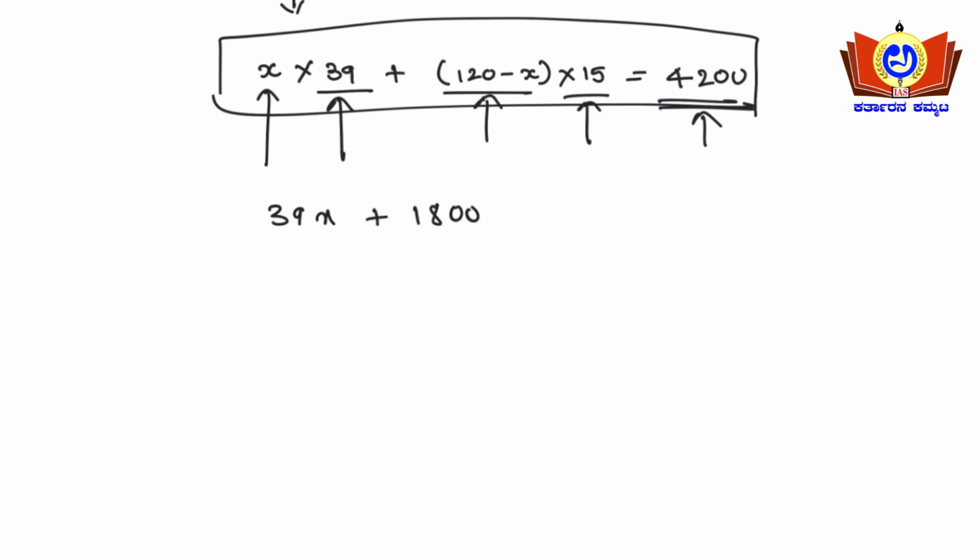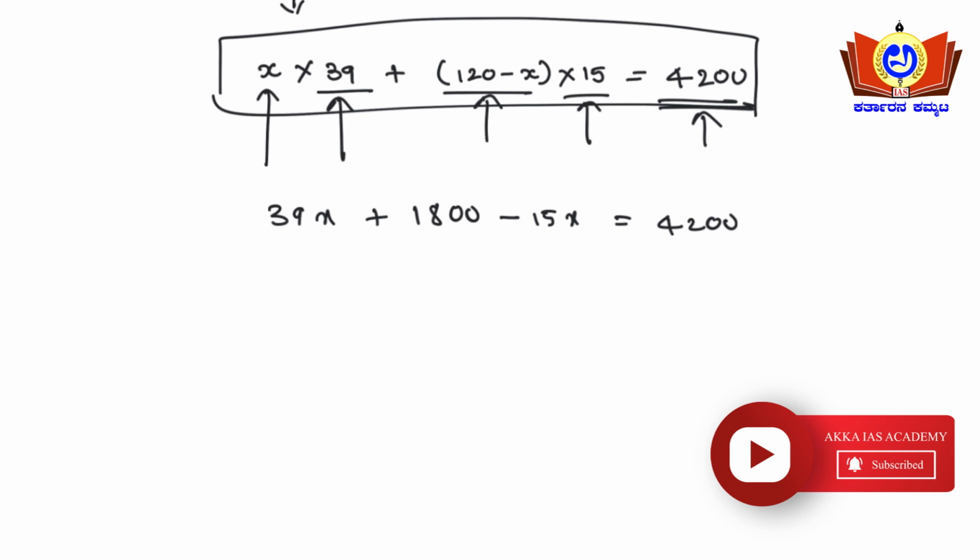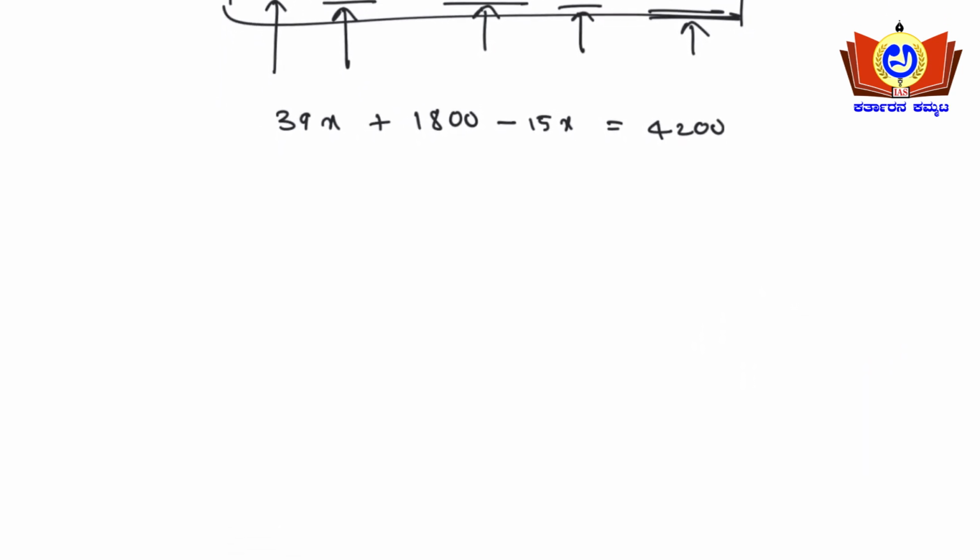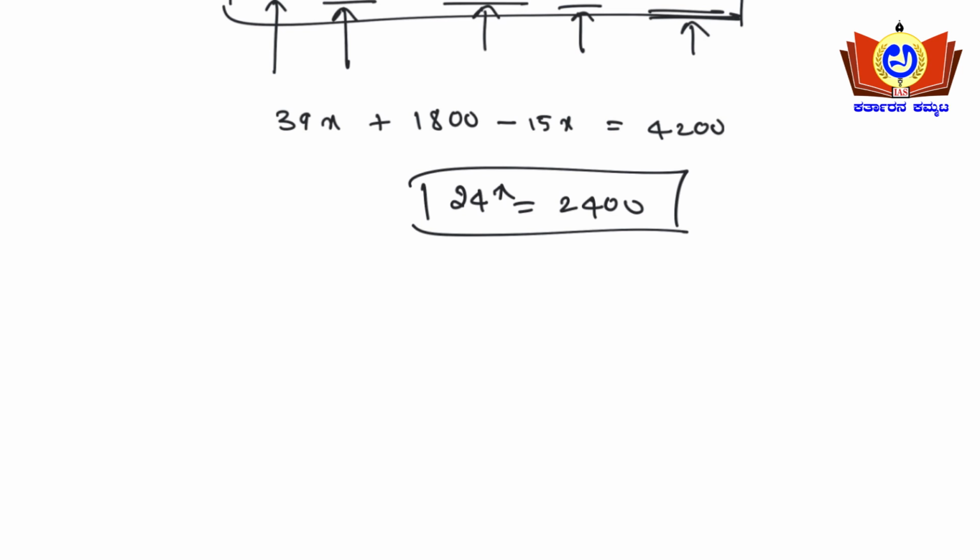15 into 120: 15 into 10 is 150, and 15 into 2 is 30, so 180, so 1800 minus 15X, that will be equal to 4200. So this will be 39X minus 15X, and 1800 we shall take to the other side, 4200 minus 1800, so this will become 42 minus 18, that will be 24, so 2400, and 39 minus 15 is 24X. Okay, 24X will be equated to 2400, so X will be 100.